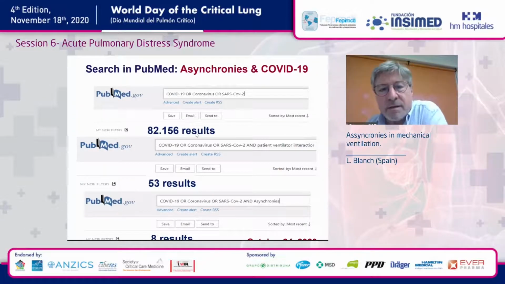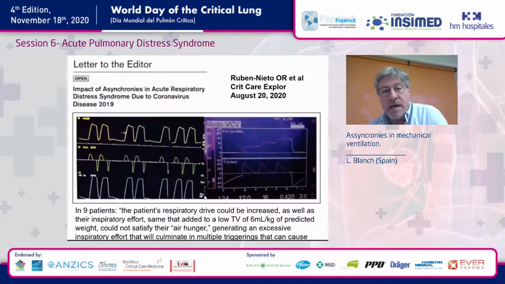Then I looked at PubMed and COVID. Now, this is October 24. I found, using COVID-19, coronavirus or SARS-CoV-2, more than 80,000 results. When I add asynchrony or patient-ventilator interactions, 53; when I add asynchronous, only 8. And these are two examples, the only two papers that show something on asynchrony during the COVID-19 ARDS pandemic.